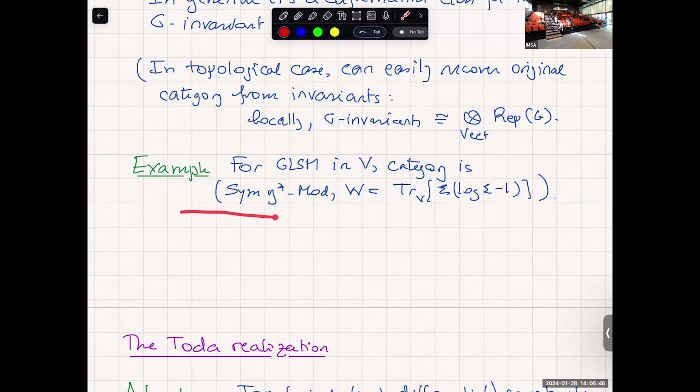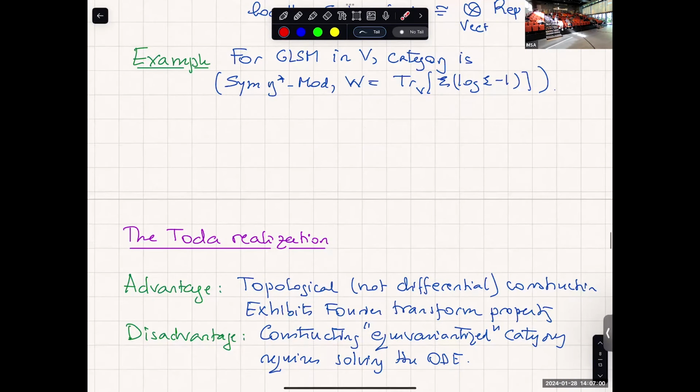And an example you can write, if you write this for the gauge linear sigma model, then the superpotential is exactly the one you would write. We know from decades ago the trace of psi log psi minus 1. So those are the Stirling asymptotics of the gamma function.